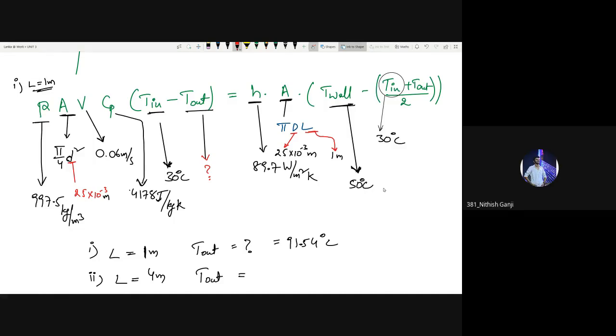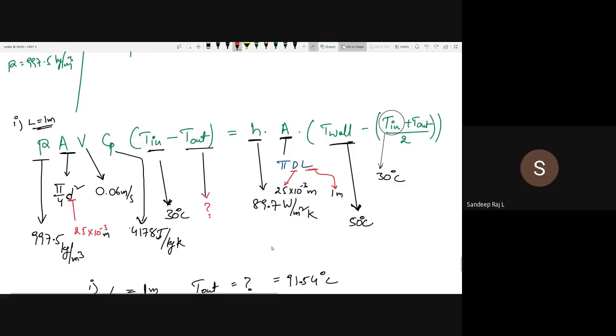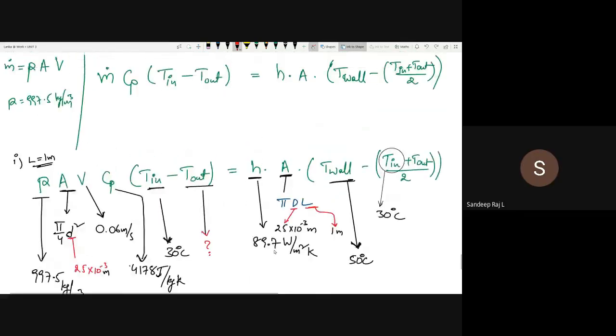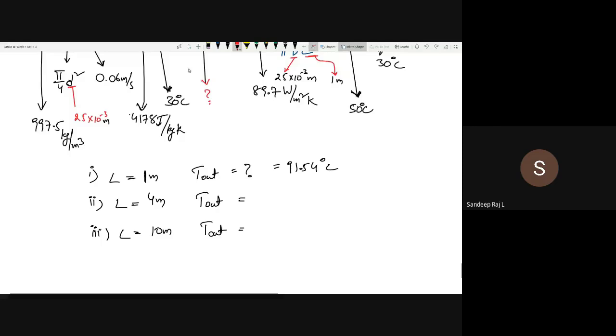73.83. 73.83. 84. See, others also cross check these values. Okay, one person need not be right. I don't have answers with me. So 73.9, 73.84.